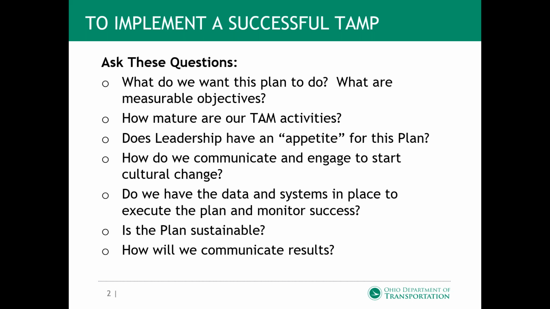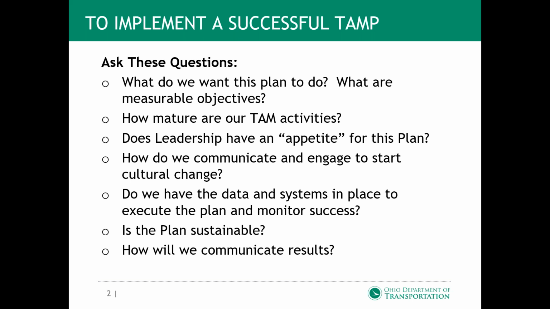That is critical. Kind of what Karen was talking about, top down, them pushing down and supporting the initiative. If leadership is not on board, it's a tough road to travel. How do we communicate and engage to start cultural change? This has been very important for us because the people who are going to be responsible for implementing and doing the day-to-day boots on the ground probably need to understand what's going on, what the plan is supposed to do.